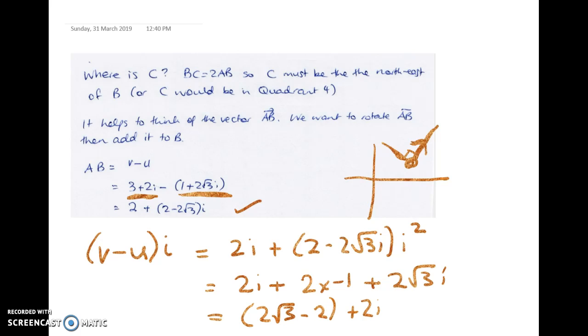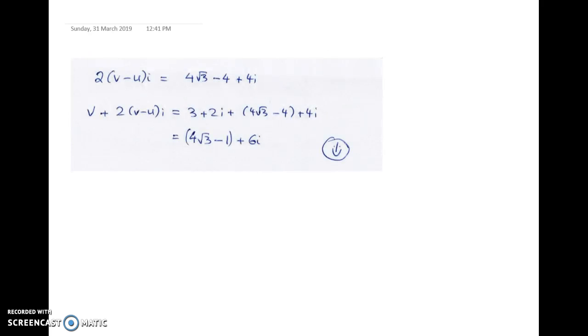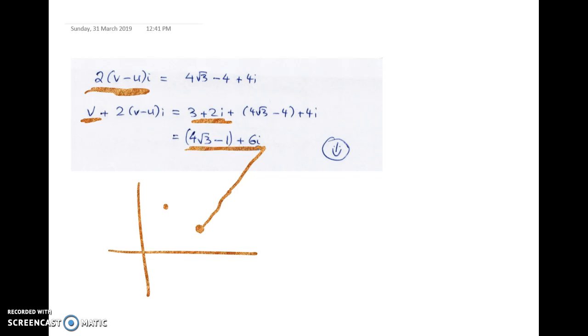So I need to take that now and I'm going to add it on to this point here. But I don't just want one lot of that, I want two lots of that, because we know that length BC is equal to 2 times AB. So this is quite a different way to think about complex numbers. Right, so we've done that. And now we're going to take 2 times that thing, and we're going to add it on. So in here, v is my starting point, so here's u and v. So we're starting at v, 3 plus 2i, and then we're adding on this bit up here. So that gives me my final answer of 4 root 3 minus 1 plus 6i.